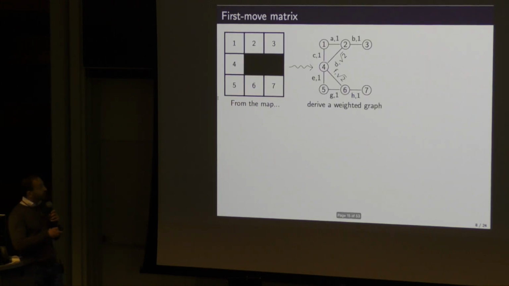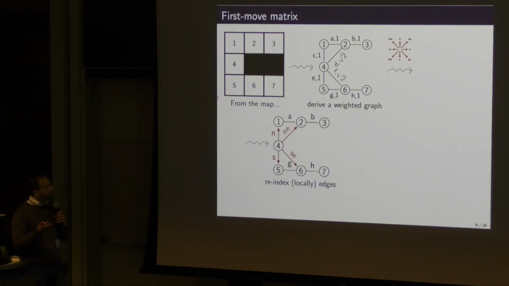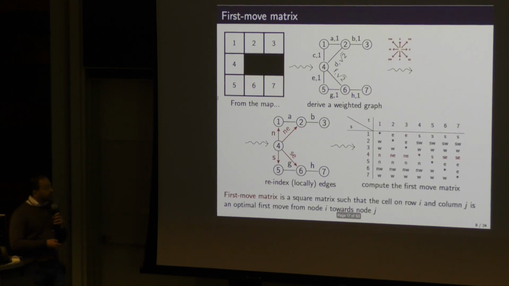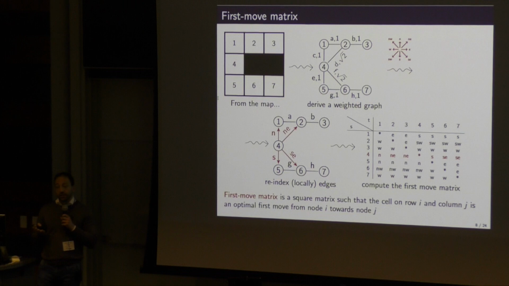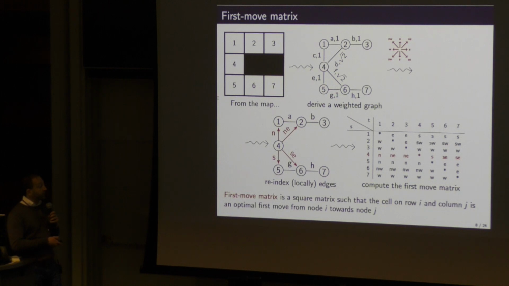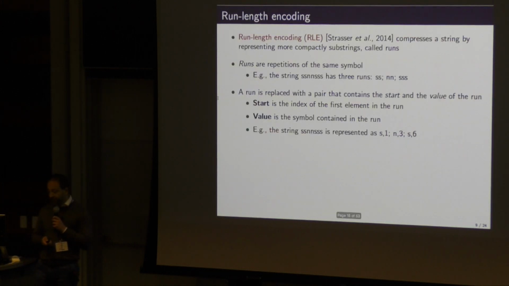So take this map. From the map, first we derive a weighted graph. As usually done in 8-connected grid maps, straight edges have a weight of 1, diagonal edges have a weight of square root of 2. Then for every node in the graph, we reindex locally its outgoing edges. Here, for simplicity, the index is the direction of the edge. And then, since all-pairs shortest paths data can be stored by simply caching their first move, we compute the first move matrix, that is a square matrix, such that the cell on row i and column j is an optimal first move from node i towards node j.